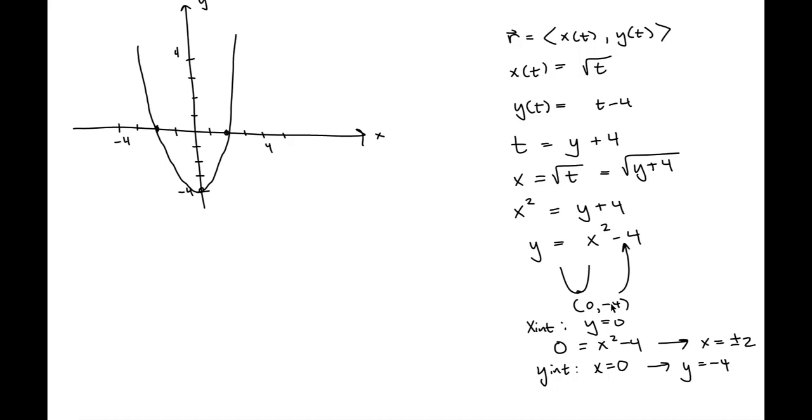Well, for t equals 1, we have our position vector evaluated at t equal to 1 is equal to the square root of 1 for the x component plus 1 minus 4 for the y component. This is just 1 for the x component minus 3 for the y component. That position vector takes us to be about right here.